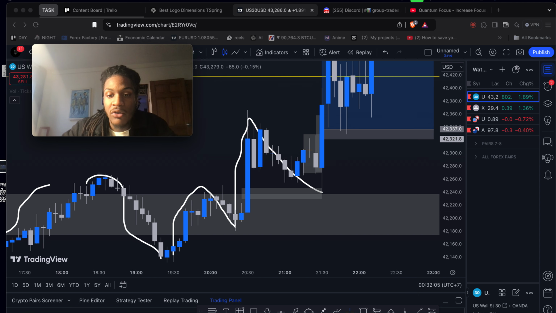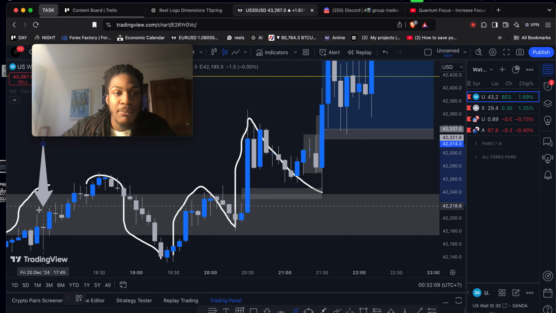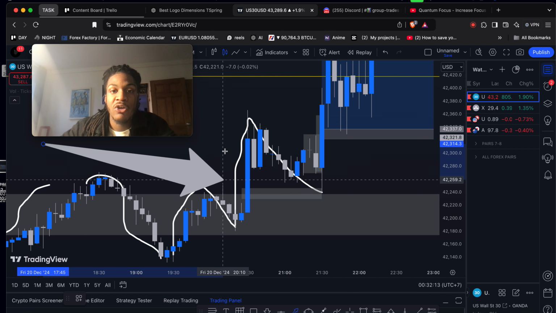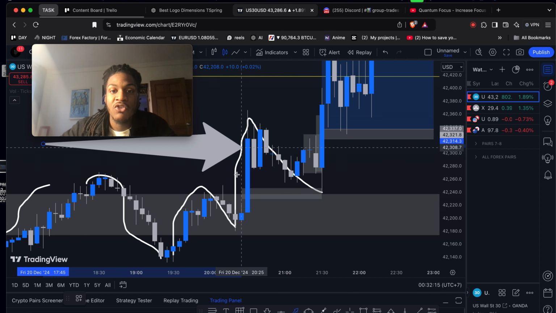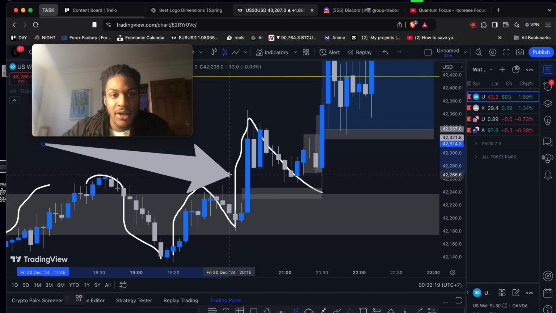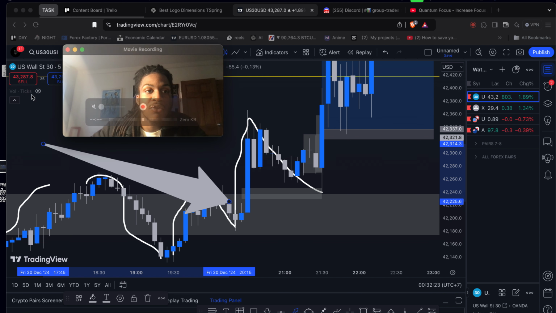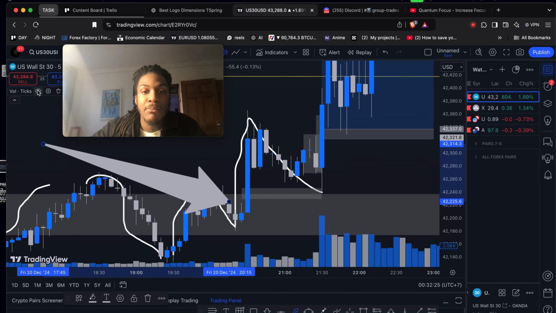As you can see right here in this example, if you look under where my face is, you notice how these blue candles right here are tiny, and how these big giant candles where the arrow is pointing are bigger. The retail traders can't create these kinds of candles, guys. This means that there's a lot of money inside the market.